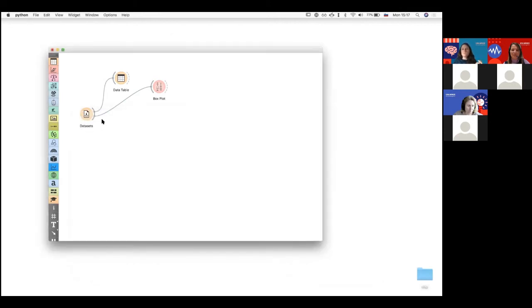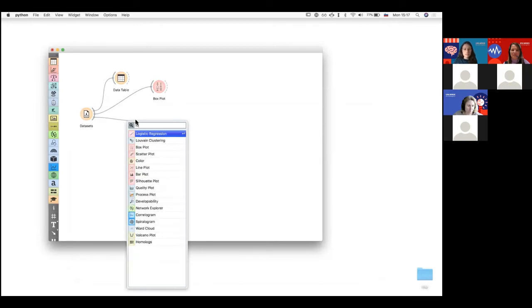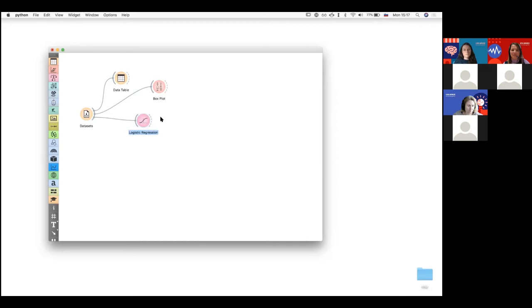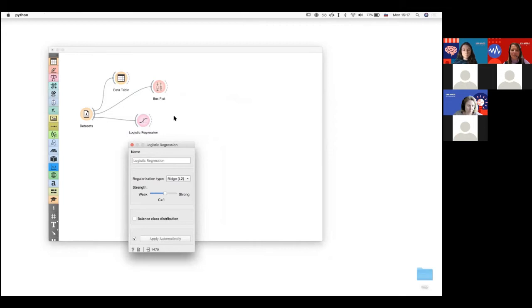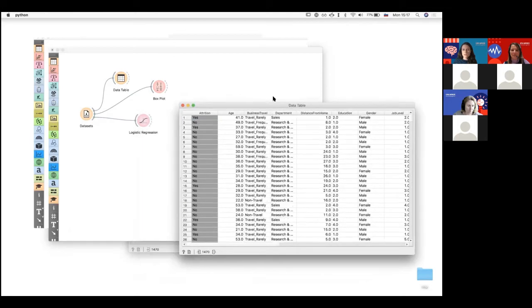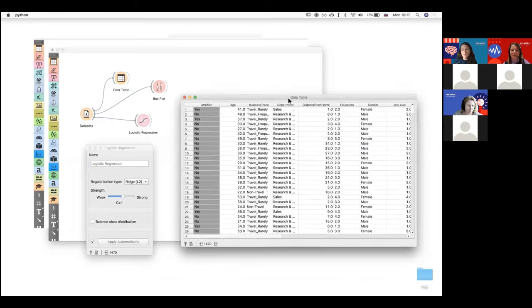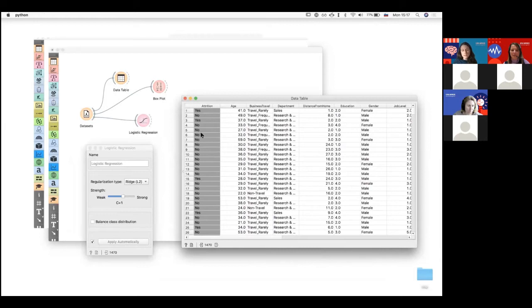So one of the simplest but also quite powerful classifiers is called logistic regression. So now I will connect a third widget to the dataset, and it's called logistic regression. Logistic regression essentially is like a recipe that takes the columns in white and finds a pattern that fits this attrition, as said.